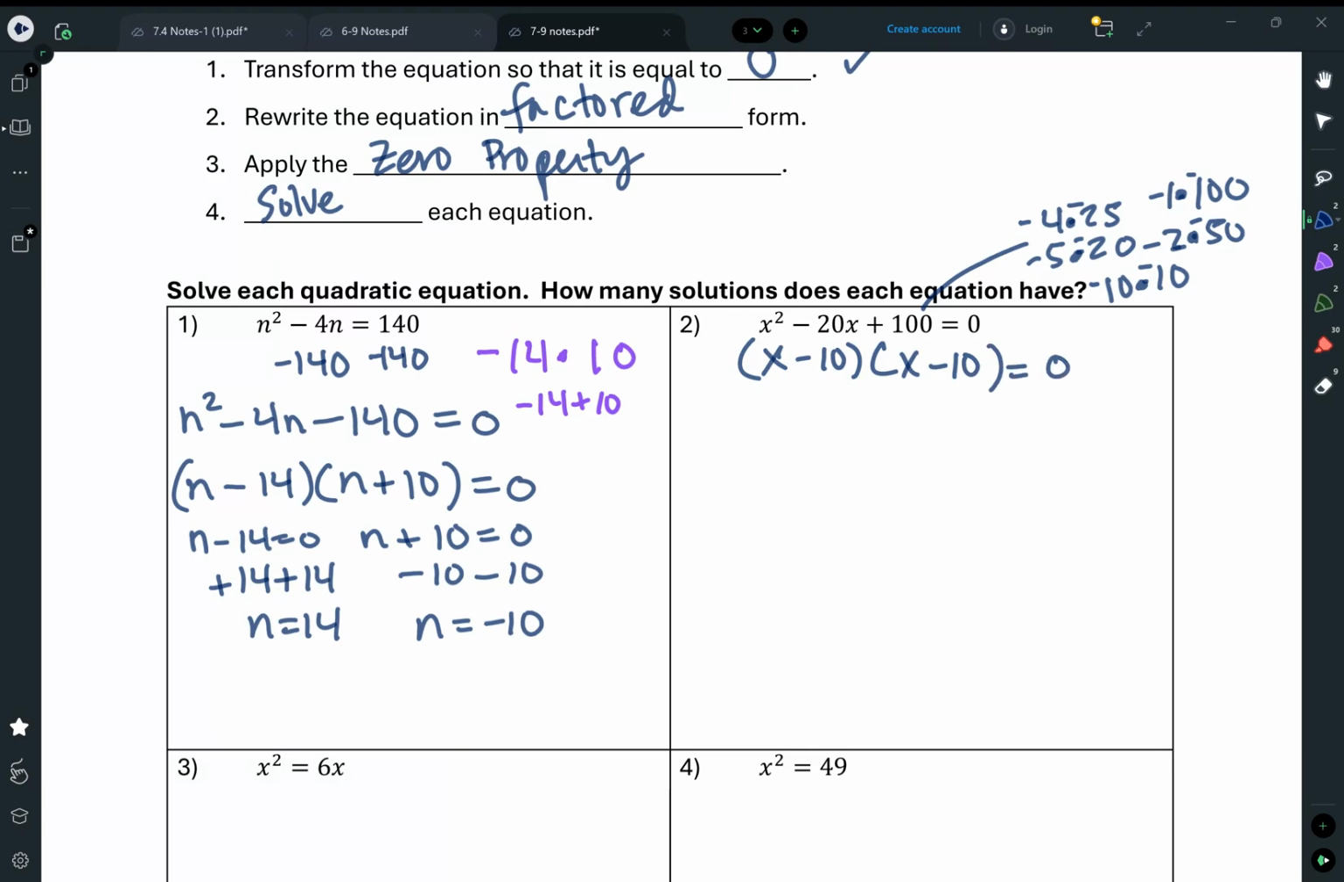So we could go ahead and do zero product property now. And so I could write x minus 10 is equal to 0. Because they're both the same factor, I only need to solve it one time. So no need to solve the same equation twice, and I get x equals 10.